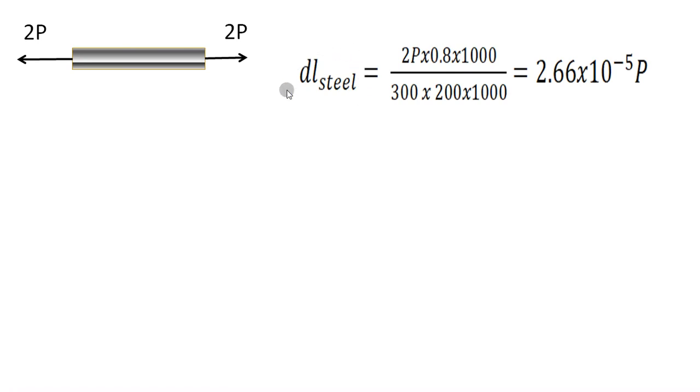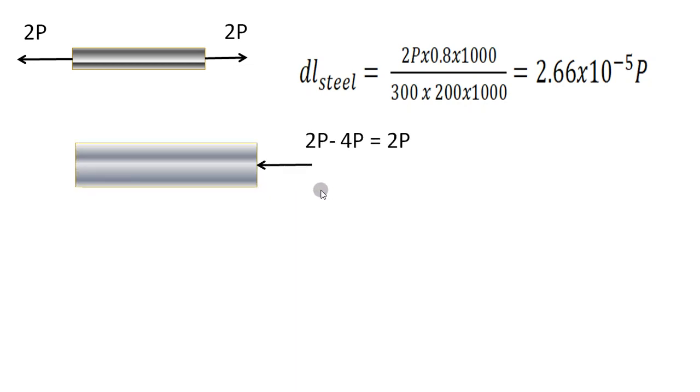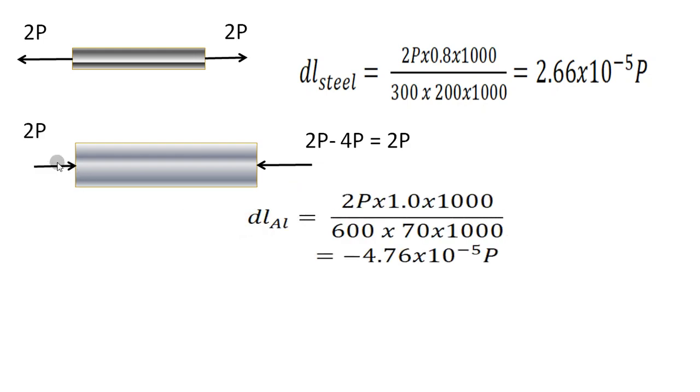So this is 2P, the first portion. We are coming from the right, and this is also 2P, and we find the change in length in steel. It is elongation because it is tension, and happens to be 2.66 into 10 to the power of minus 5 P, in terms of P. And once again, as far as this is concerned, 2P positive minus 4P which is acting at this particular junction, which happens to be 2P, which is compression, because it becomes minus 2P. It is shown in the form of the sense, it is a compressive force, and here again it is 2P in order to keep regard of the equilibrium.